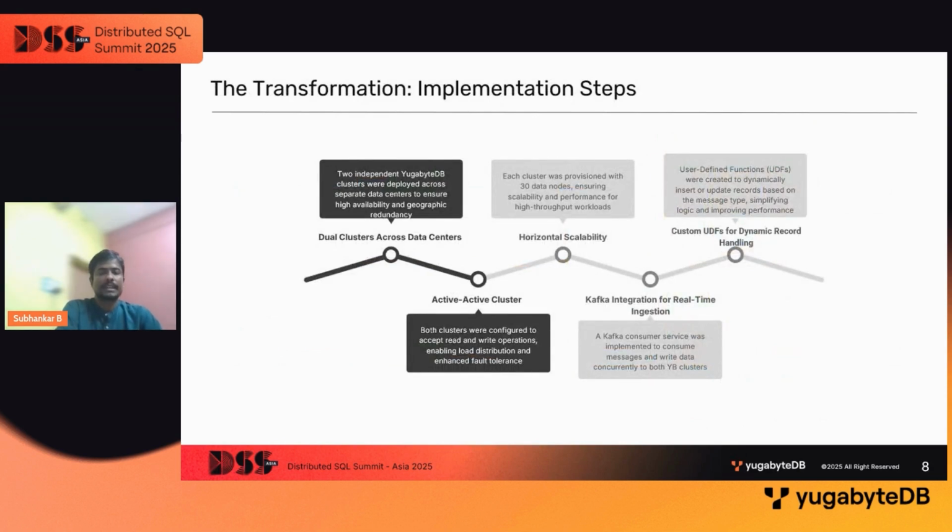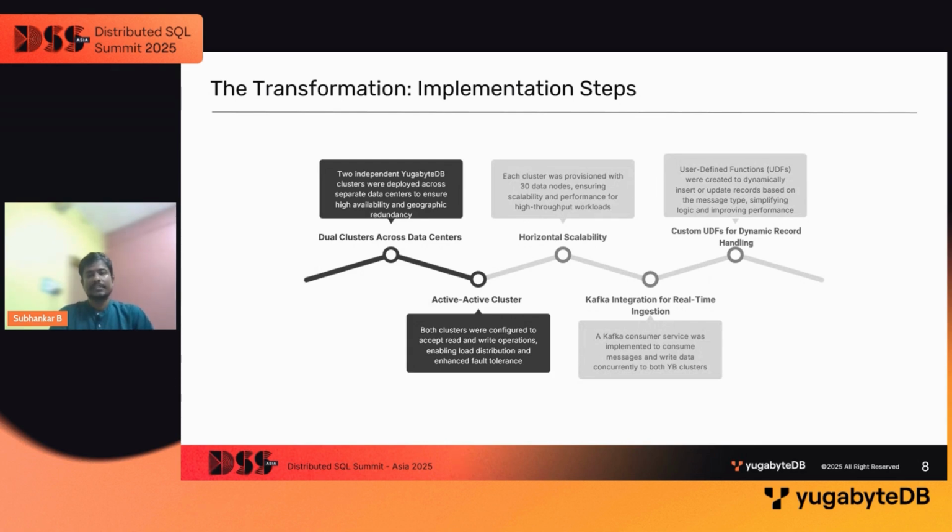We have two separate YugabyteDB instances across two separate DCs. Both of these instances are active-active. They accept reads and writes simultaneously. Each site has 30 data nodes and 3 master nodes. Real-time data ingestion happens through a Kafka consumer, which writes to both of these YugabyteDB instances simultaneously. Also, reads and updates are passed through a user-defined function in YugabyteDB.